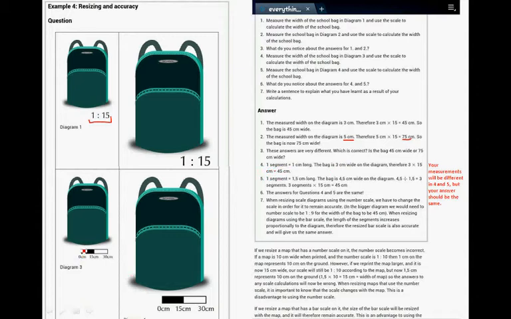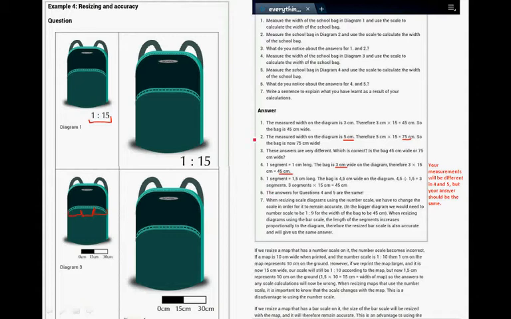If you take this scale and you fit the segments in, you will see that there are 3 of these segments that fit onto the bag. Because you have 3 segments, you times the 3 segments by 15, and you get 45 centimeters. Here it says your measurements will be different in questions 4 and 5, but your answer should be the same. So even though you don't get this 3 centimeters, you should still get 45 centimeters because you know that the scale fits into the bag 3 times.